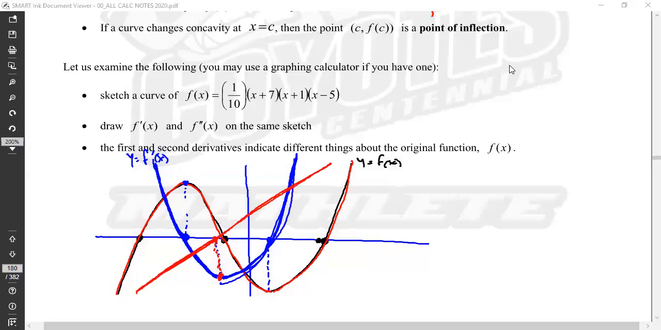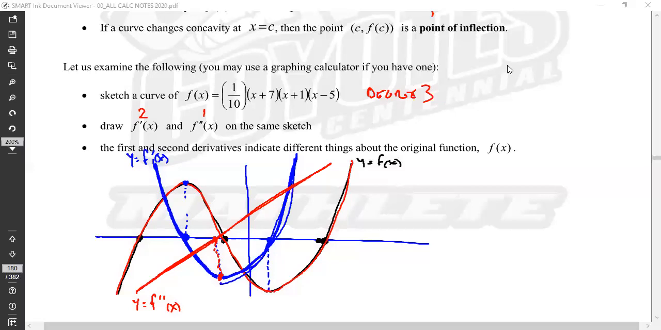And it ends up being a straight line. It's going to be linear. This is degree 3. My first derivative is degree 2. My second derivative is going to be degree 1, because obviously the degrees decrease by 1 each time you take a derivative. So this straight line is f double prime of x. So that's what it looks like.